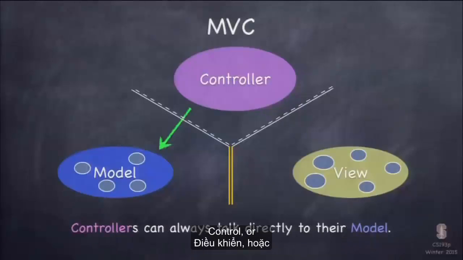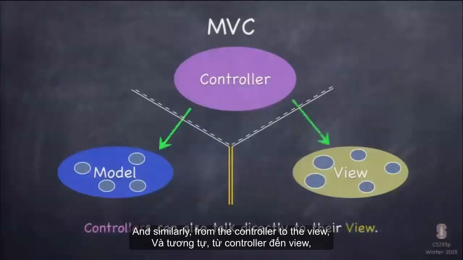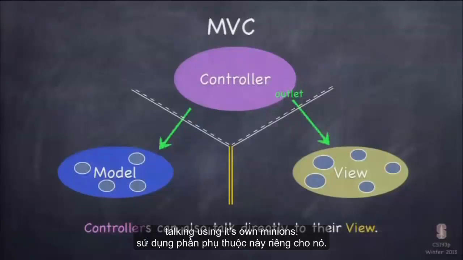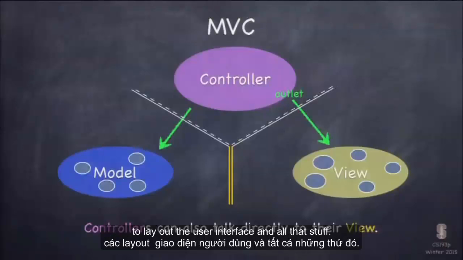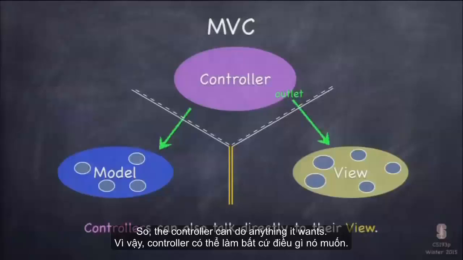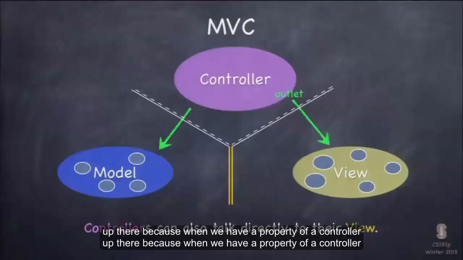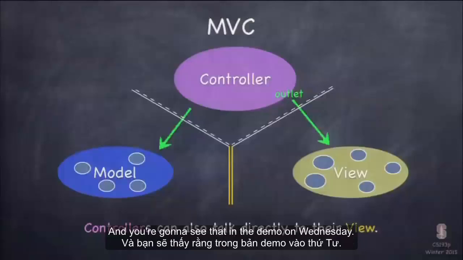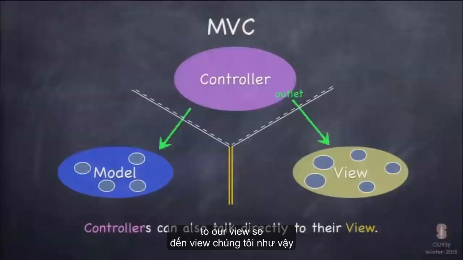This is a one-way arrow from the controller to the model. And similarly, from the controller to the view is also unlimited communication, because the controller is responsible for using its own minions. The view is the controller's minions to lay out the user interface and all that stuff. So the controller can do anything it wants. I've put that little green word outlet up there because when we have a property of a controller that points into the view, we call it an outlet. Okay, and you're going to see that in the demo on Wednesday. I'm going to say, oh, let's create an outlet from our controller to our view so our controller can talk to its view. All right?